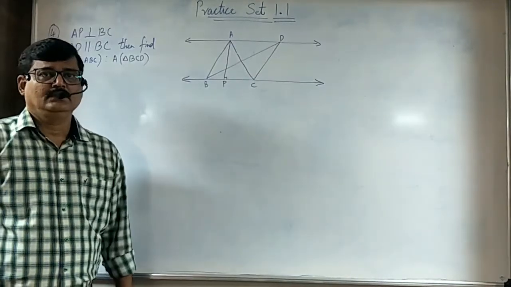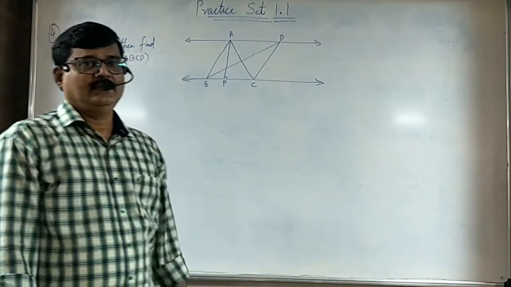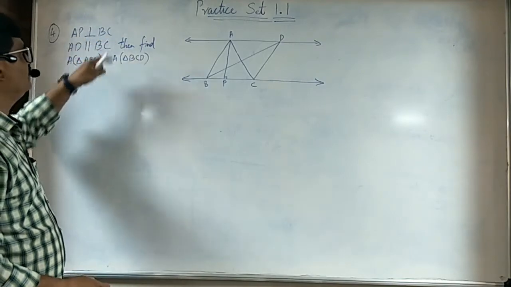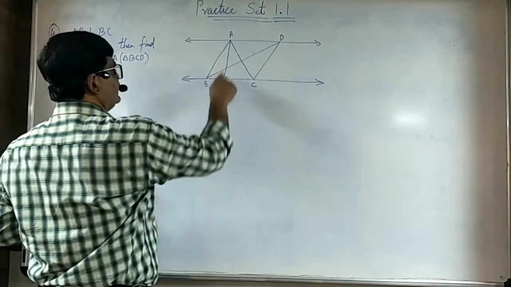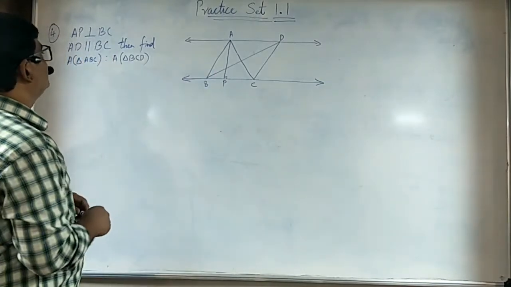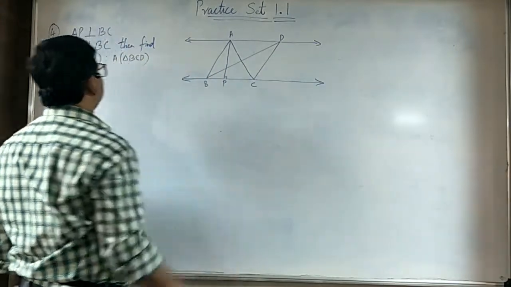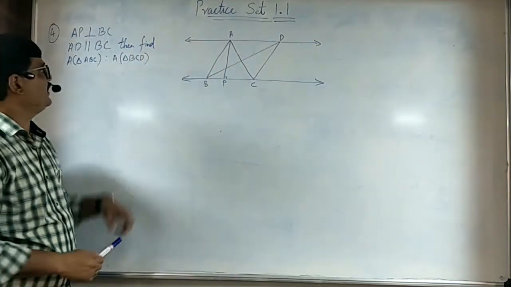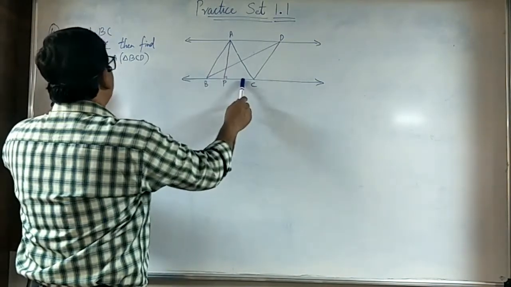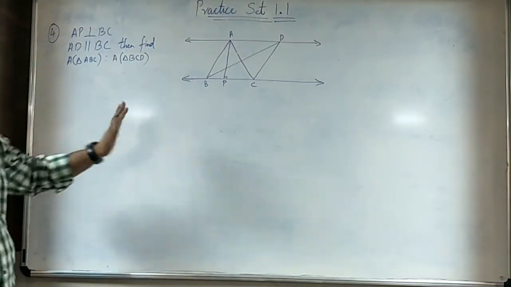Okay, let's start with question number 4 of practice set 1.1. Now, question number 4, if you check this out carefully, they are given that AP is perpendicular to BC. You can see AP is perpendicular to BC, and AD and BC are parallel to each other. Can you see that line AD and line BC are parallel to each other? They are told to find the ratio of the area of triangle ABC and triangle BCD.